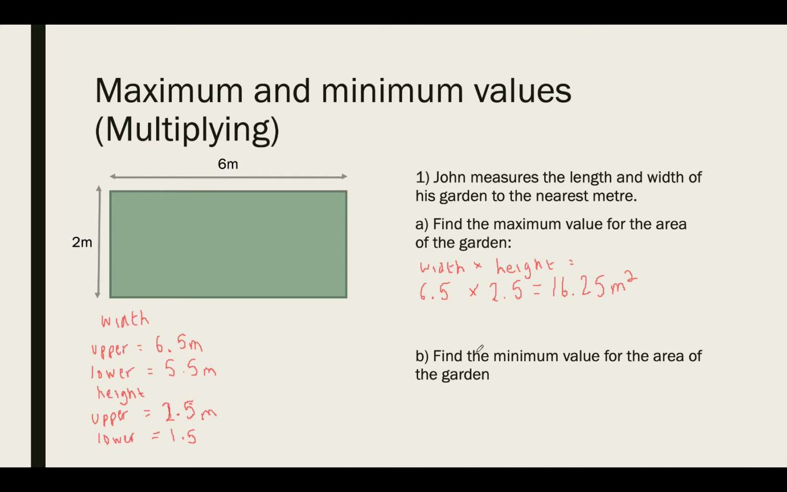Now question B is asking for the opposite, is asking for the minimum value for the area of the garden. And if you remember, we need to multiply both lower bounds. So if we look at the formula again for area, it's width times height to calculate the area. And we need to use both lower bounds to find the minimum value for the area of the garden. So the minimum value for the width could be 5.5 and the lower bound for the height or the length is 1.5, and that would give us a value, if we multiply these together, of 8.25 meters squared.